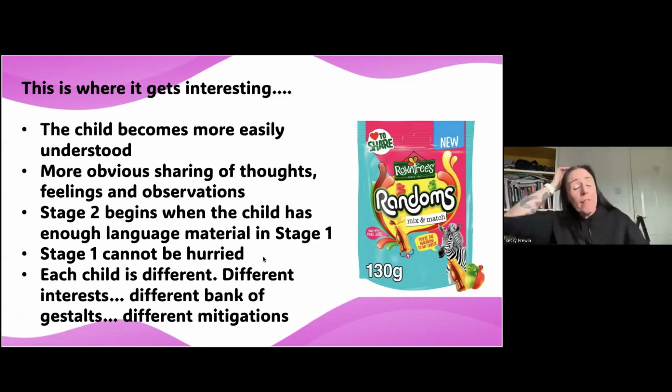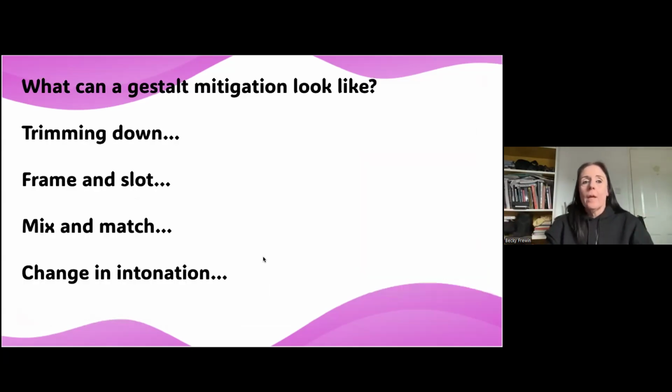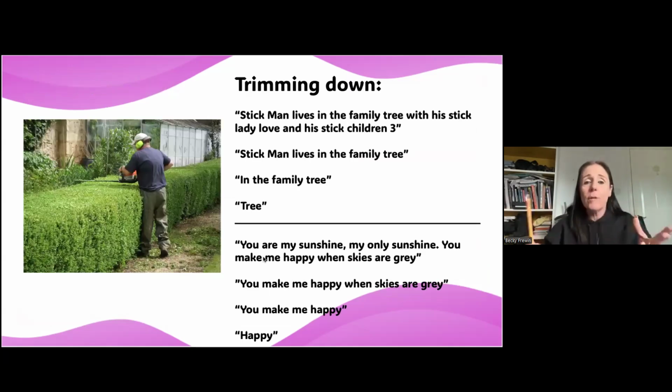So this is where it gets really interesting because we're going to see each child take a really individual path towards novel language. Okay. There are four main ways that children can start to mitigate and play around with their gestalts. And I'm going to go into them all in a minute. But the four main ways, not the only ways, but the four main ways that you should be recognizing is trimming down, frame and slot, mix and match, and changing intonation. Okay. So trimming down is what you're guessing it is, really.